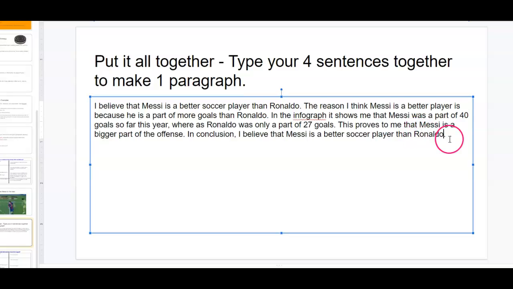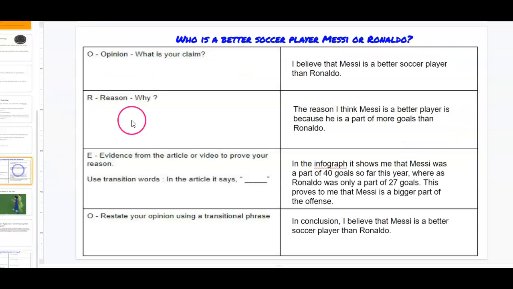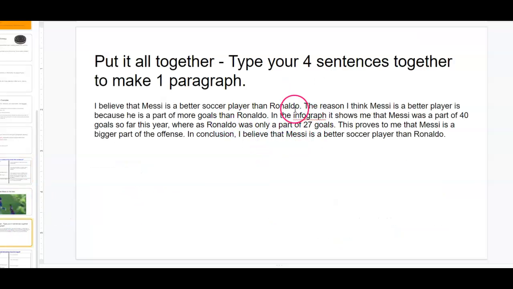So that sounds like a pretty well-written paragraph, doesn't it? And it didn't take that much. We just had to fill out this little sheet, put it together afterwards, and then boom, I got a magical paragraph here. So that's all you guys are going to have to do.